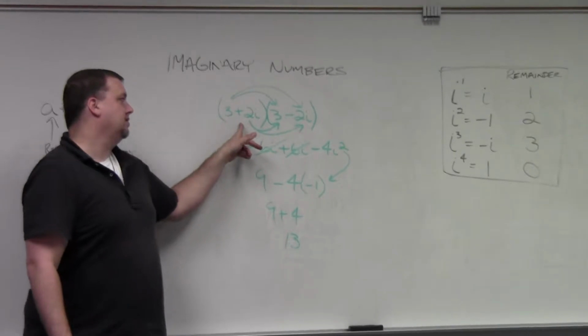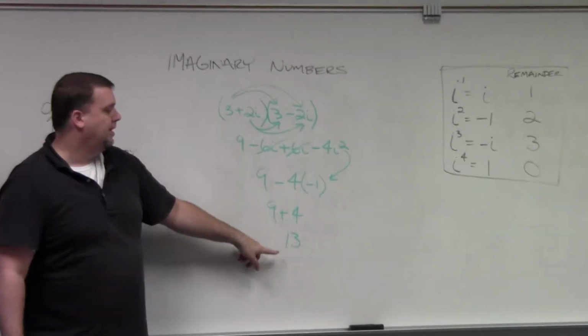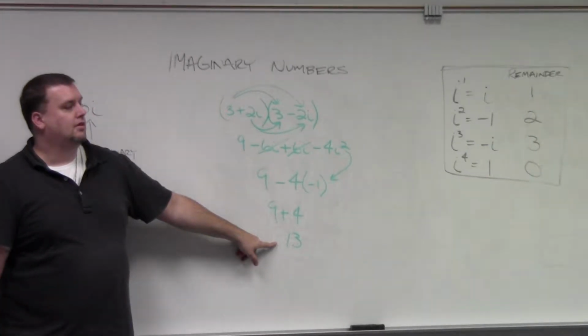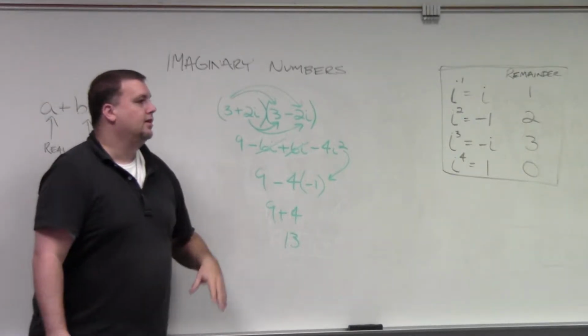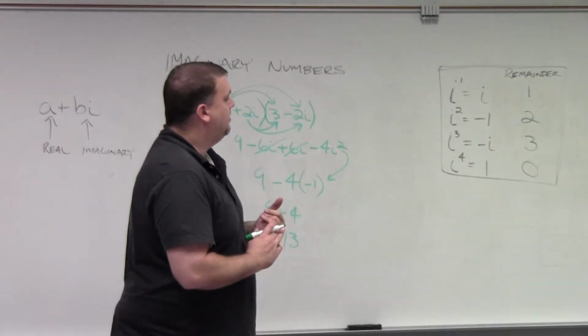All right. So that's kind of weird too, right? I'm taking a complex number times a complex number. My end result is a real number. And so once again, we can get real numbers using complex numbers. We're going to use that to our advantage here in division.